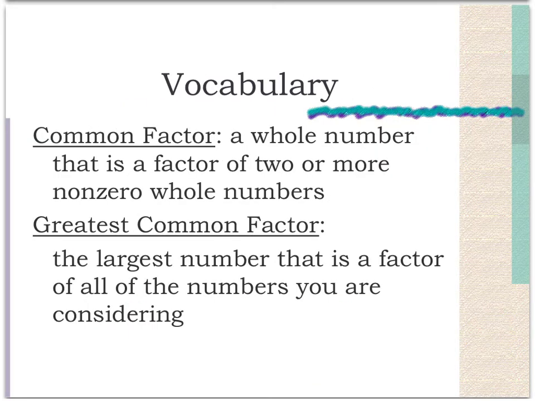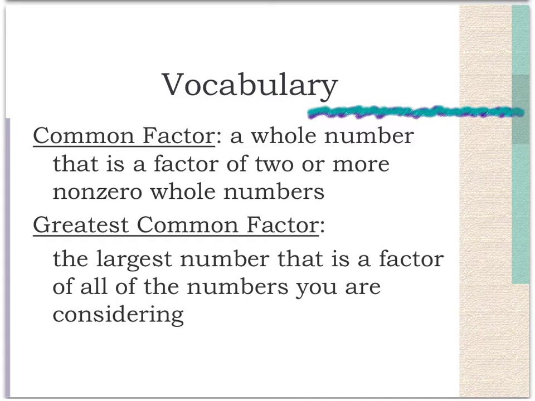So we have more vocabulary here for you to write down. A common factor then would be a whole number that is a factor of 2 or more non-zero whole numbers. So basically what we're saying is then I can take 2 numbers and find out if they have a common factor between them. The other thing that we can talk about is the greatest common factor, and that would be looking at 2, 3, 4 different numbers and listing all their factors to try to determine if there is a number that is a factor of each of those numbers and identifying what's the biggest of all common factors.